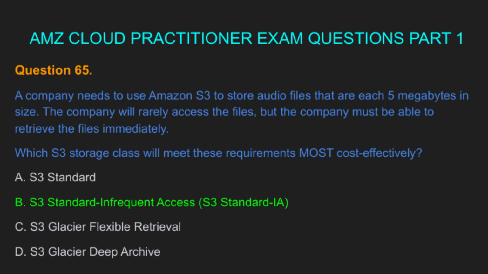S3 Standard-IA is designed for data that is accessed less frequently, but still requires immediate access when needed. This storage class offers the same low latency and high throughput performance as S3 Standard, but with a lower storage cost. It charges a lower fee for storage, but charges a retrieval fee when the data is accessed.